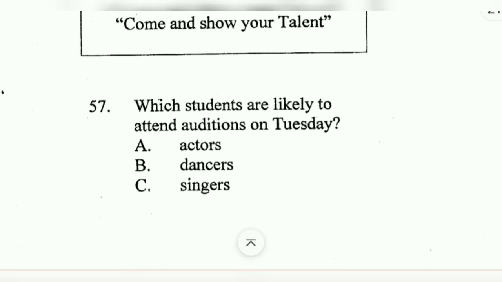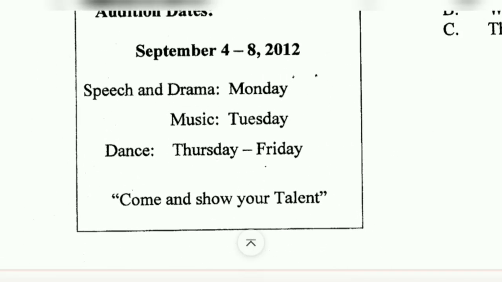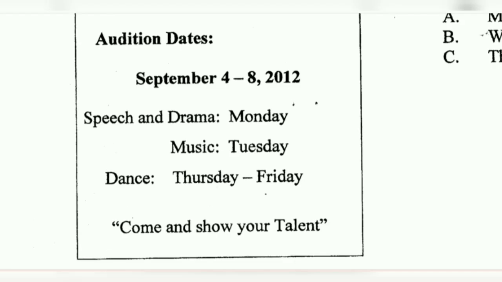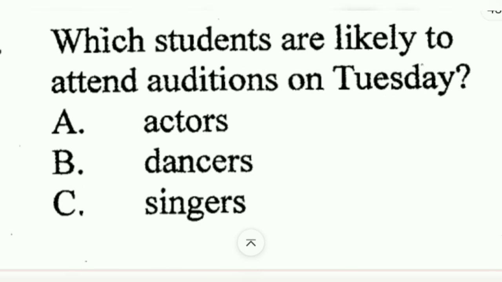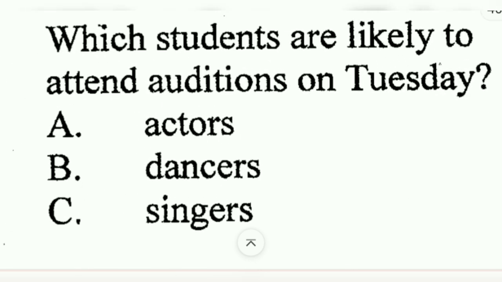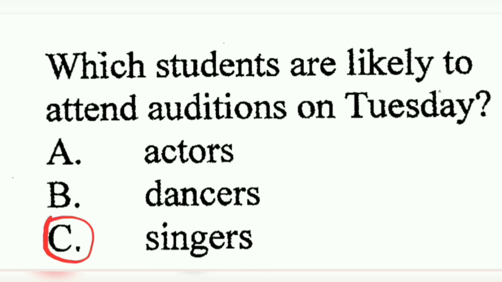Alright. Which students are likely to attend auditions on Tuesday? So you go back up and you look to see what they're doing on Tuesday, and it's music. So it's the people who are doing music. A says actors, B says dancers, and C says singers. If it's music, then it's going to be the singers.